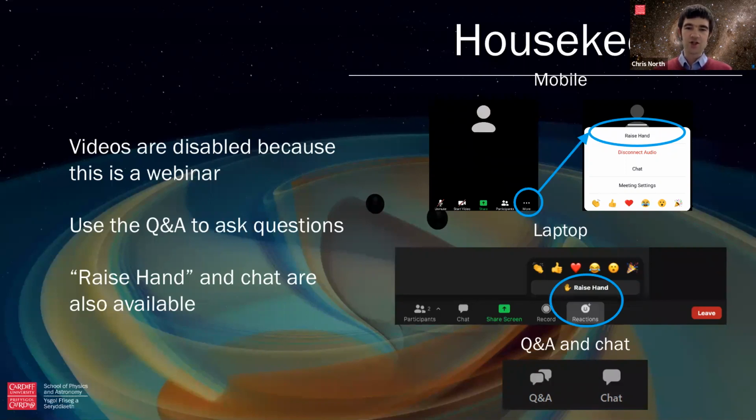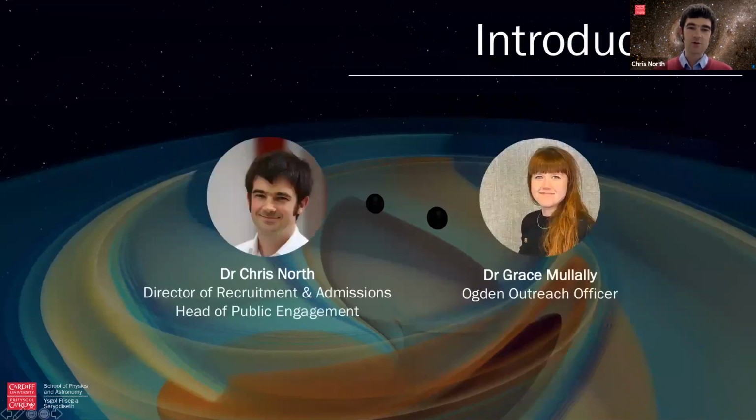Okay, so introductions to who is here. On the screen at the moment, you can see a slide with some faces on, and hopefully you can also see the faces on the videos as well. So there's myself, I'm Chris North. I'm the Director of Recruitment and Admissions and the Head of Public Engagement here in the School of Physics and Astronomy at Cardiff University. And I work with a number of the colleagues that we're going to see later on in the call. And I'm joined by Grace. Grace, do you want to say something about yourself?